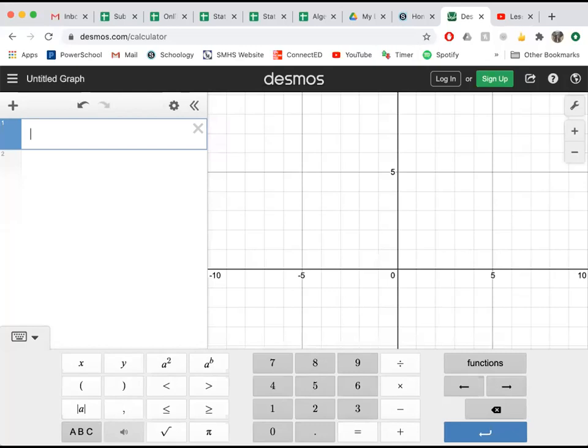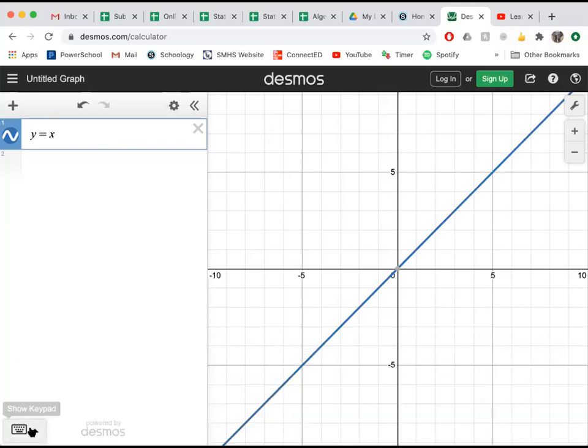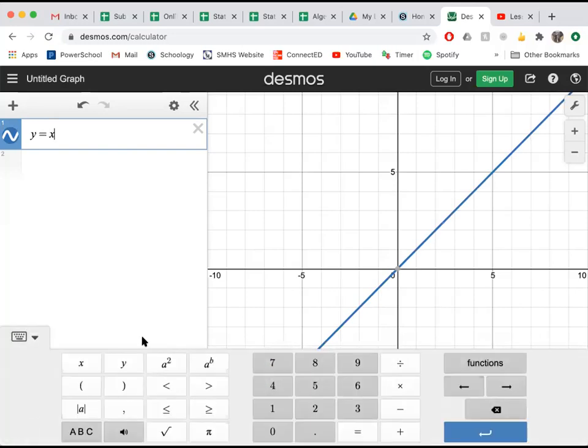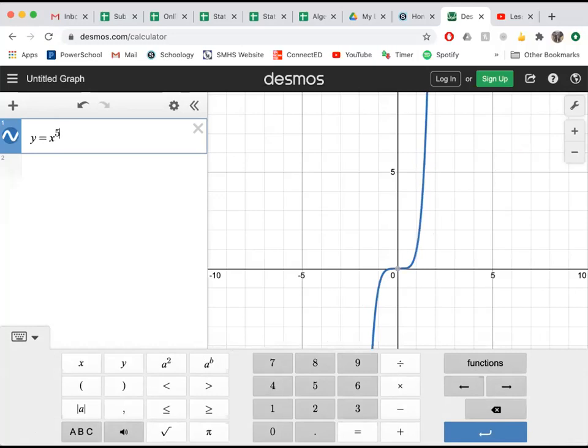Okay, so example 1, it says use desmos.com to graph each polynomial function. So let's just stop there and do that first. For function number 1, it says f of x, which is the same thing as y. So type in y is equal to x to the 5th. To get x to the 5th, go to the keyboard at the bottom, click it, and then right here, a to the b power. That's the button you want to push to get the exponent. Press 5, and then move your cursor to the right to get out of the exponent.